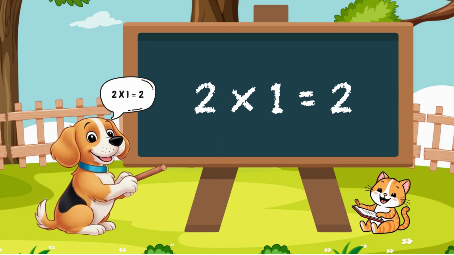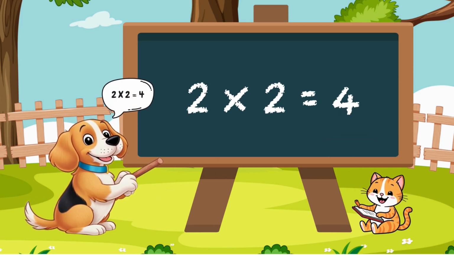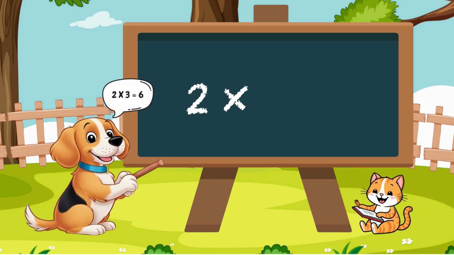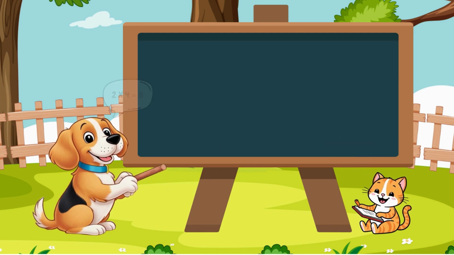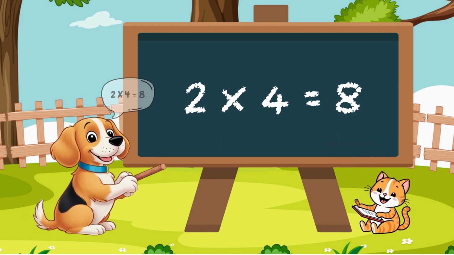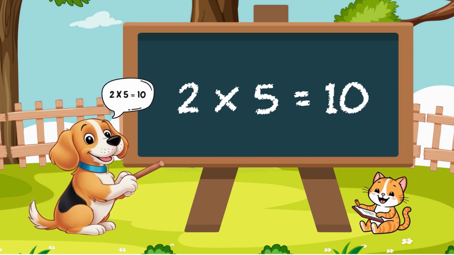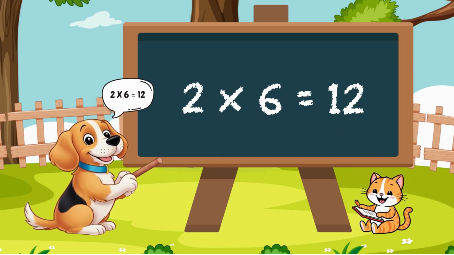One more time. Two ones a two. Two twos a four. Two threes a six. Two fours a eight. Two fives a ten. Two sixes a 12.